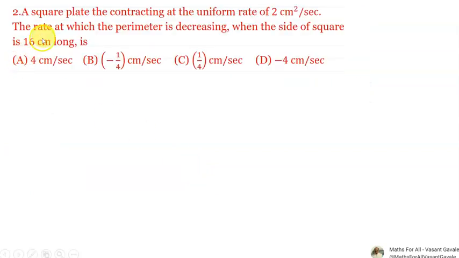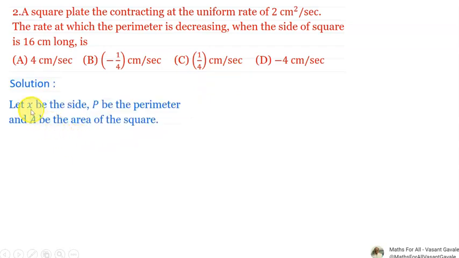Next example. A square plate is contracting at the rate of 2 centimeter square per second. The rate at which the perimeter is decreasing when the side of the square is 16 centimeter long is: first option A, 4 centimeter per second, B, minus 1 by 4 centimeter per second, C, 1 by 4 centimeter per second, and D, minus 4 centimeter per second. Now the solution. Let x be the side, p be the perimeter, A be the area of the square.